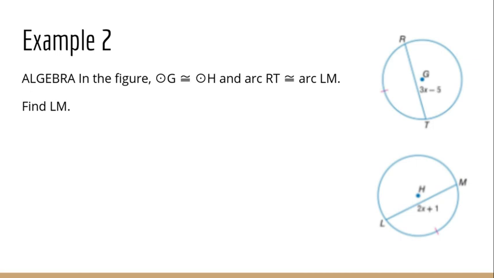I'd like you to try an example on your own. In the figure, circle G and circle H are congruent, as well as arc RT and arc LM. I'd like you to take a second to find chord LM. Submit your answer into Edpuzzle.